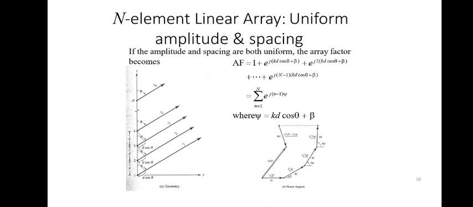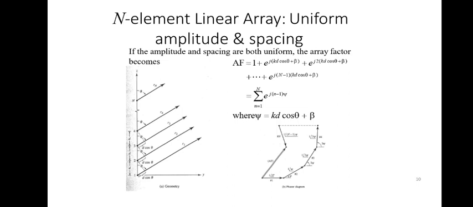The uniform amplitude and the spacing, we will say that. If n number of elements are there, 1, 2, 3, 4, 5 and so on up to n, the spacing between the elements is d. So if the amplitude and spacing are both uniform, then the array factor AF becomes 1 plus, because it is at the origin, e power j0, which equals 1.